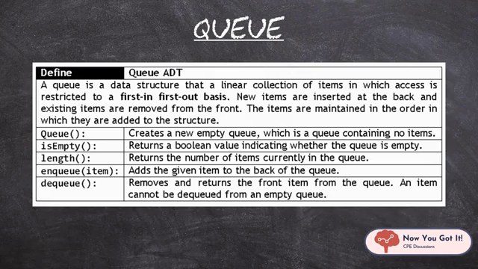IsEmpty method. It returns a Boolean value indicating whether the queue is empty. Length method. It returns the number of items currently in the queue. Enqueue method, which takes one item, adds the given item to the back of the queue. Dequeue method, it removes and returns the front item from the queue. An item cannot be dequeued from an empty queue.